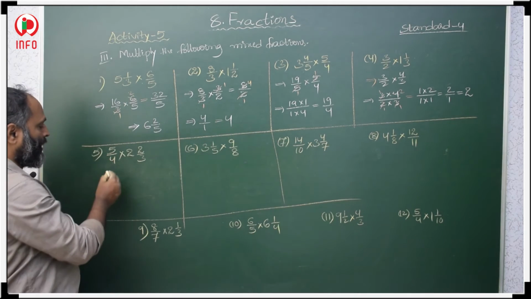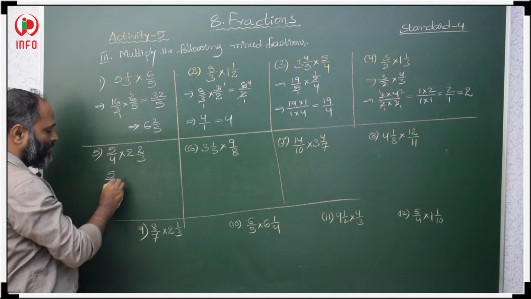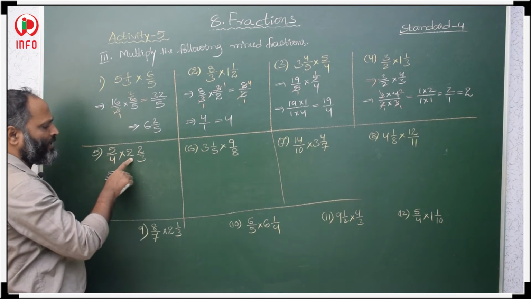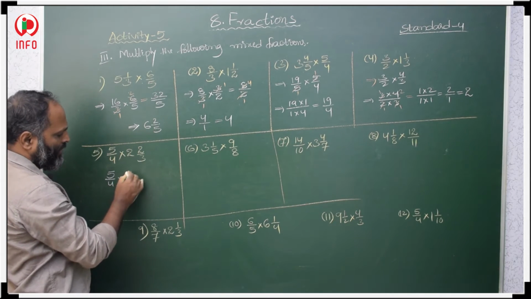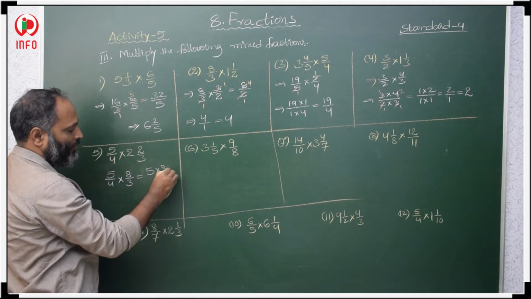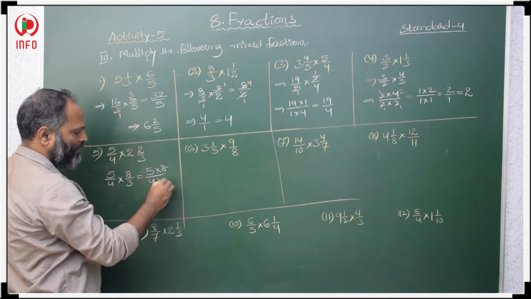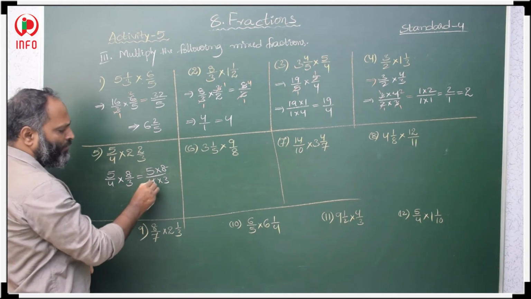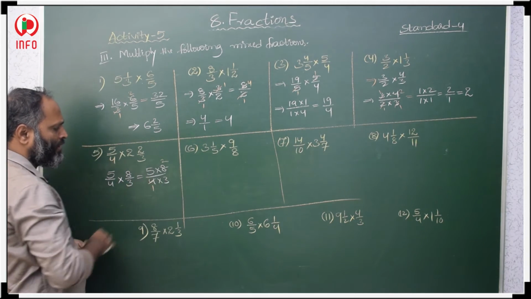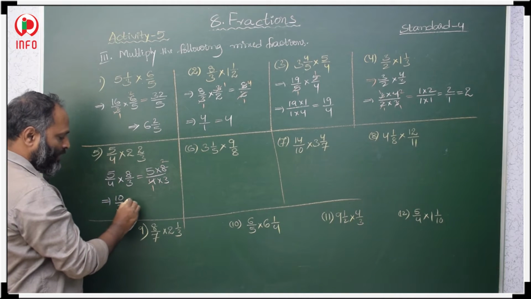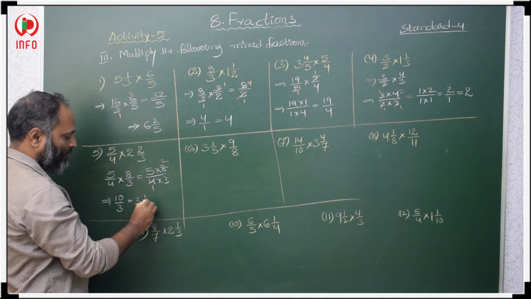Now 5 by 4 as it is, this we have to convert into improper. 3 2s are 6, 6 plus 2 is 8, 8 by 3, that is 5 into 8 by 4 into 3. So, these two have common factor 4, 4 ones are 4, 4 twos are 8, then 5 twos are 10, 1 threes are 3, 10 by 3, 10 by 3 in mixed is 3 1 by 3.